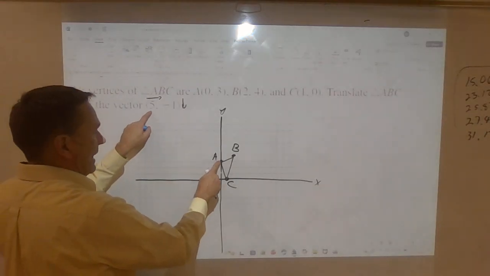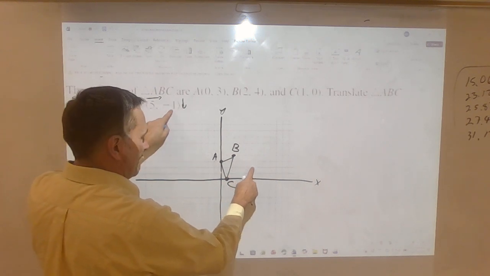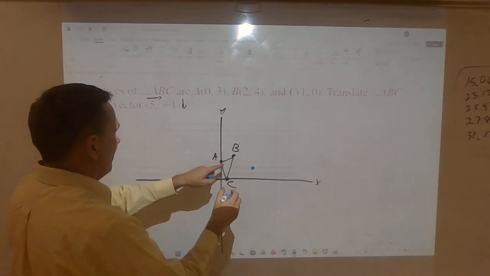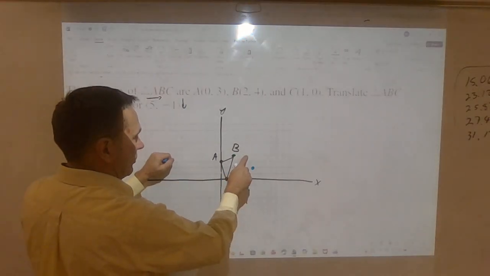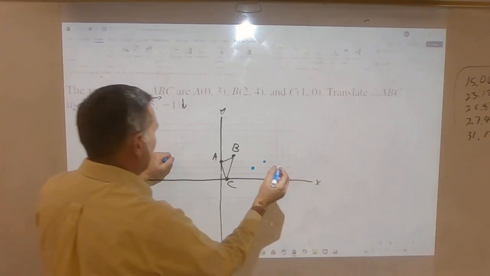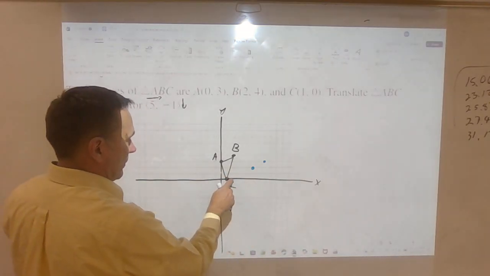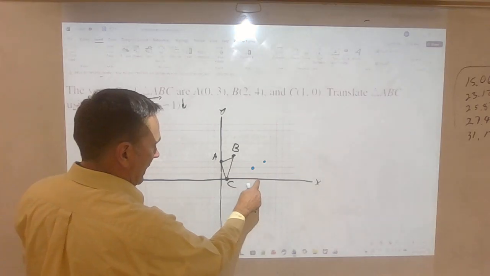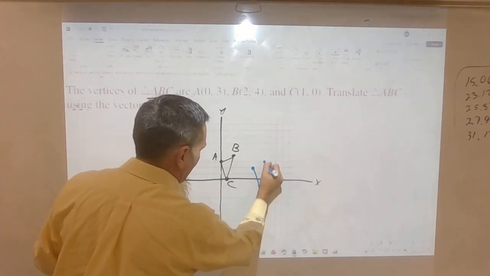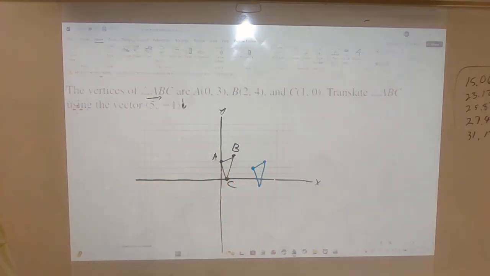We're going to move this 5, 1, 2, 3, 4, 5, and 1 down. We move B, 5 and 1 down. 1, 2, 3, 4, 5, and 1 down. And C, 1, 0, moving 1, 2, 3, 4, 5, and 1 down. As you can see, we have the same exact figure.